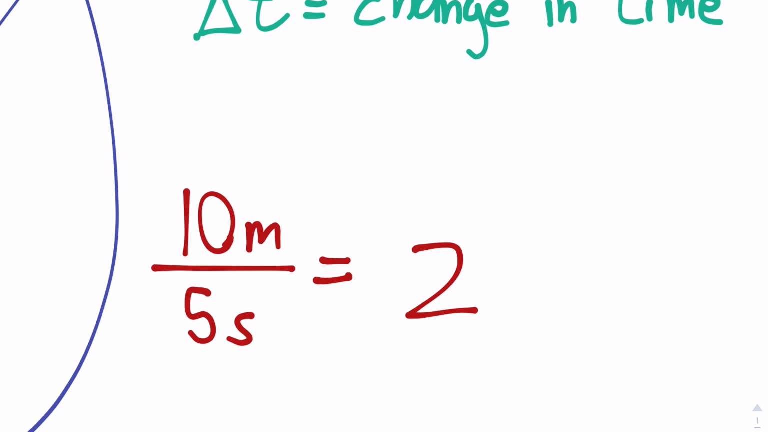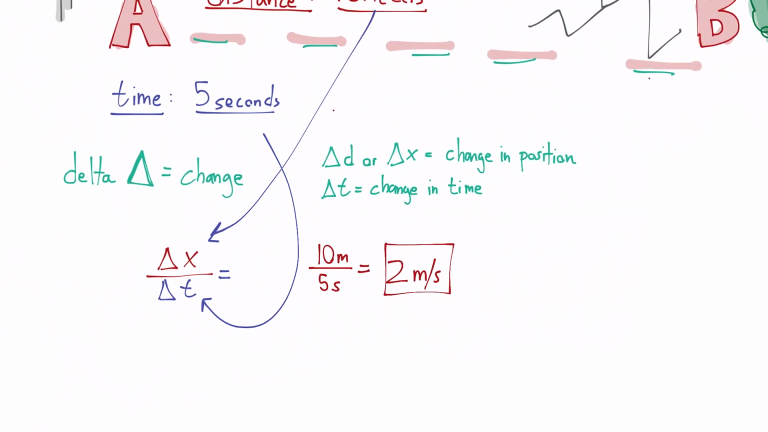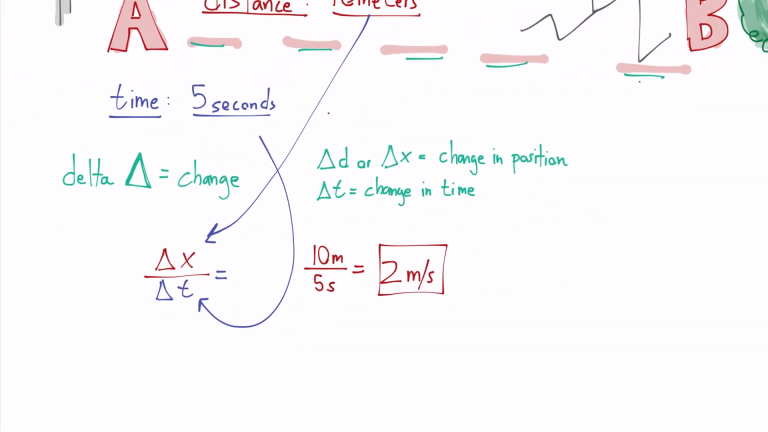But the meters and the seconds are totally different units. They don't cancel, so we keep them both, and we say it was 2 meters per second. And this is how fast I was moving. We'll go over this again a couple more times, and we'll explain how this works.